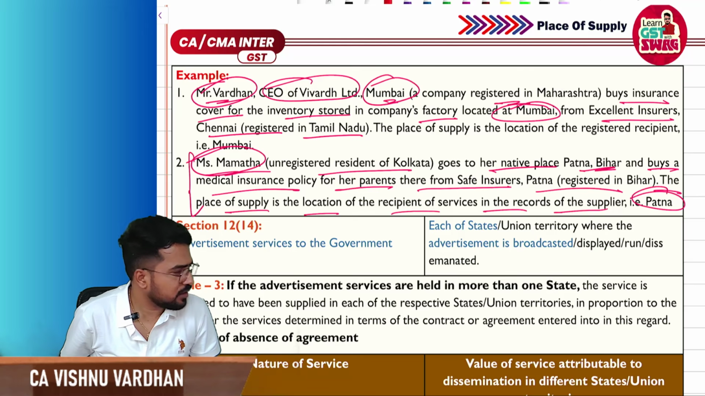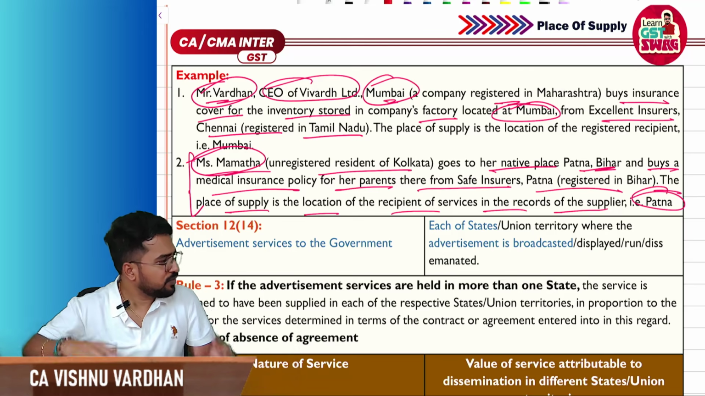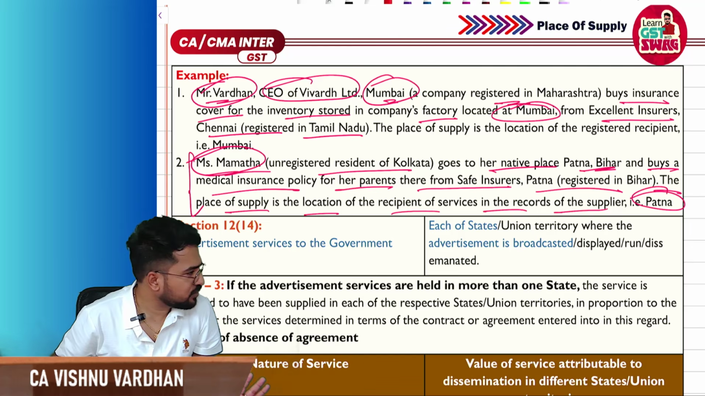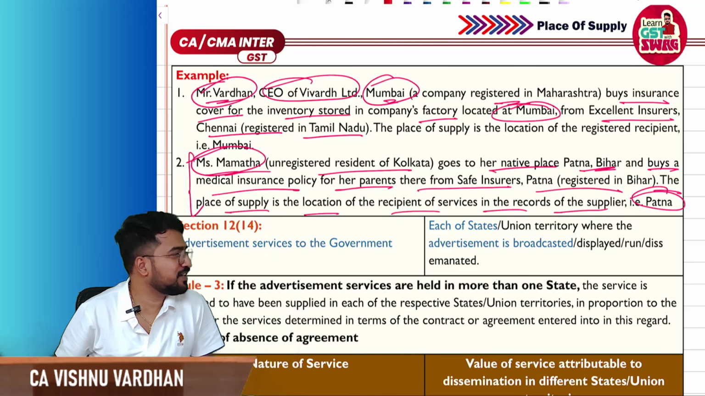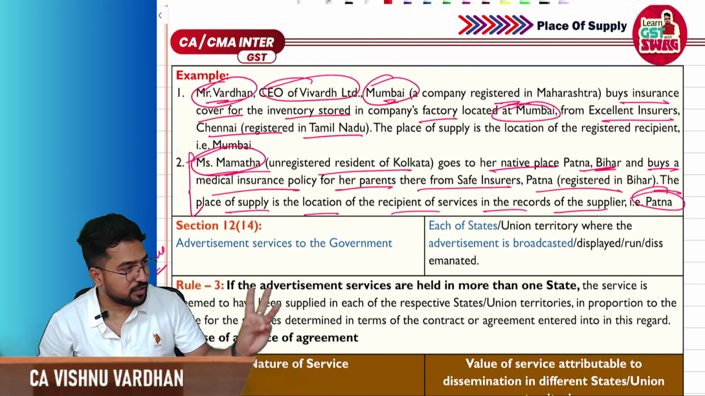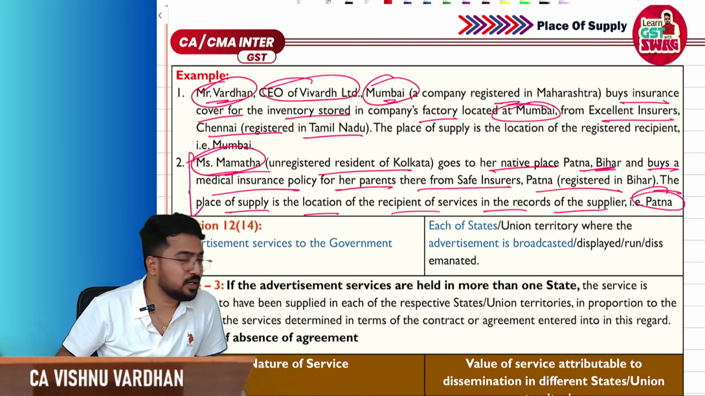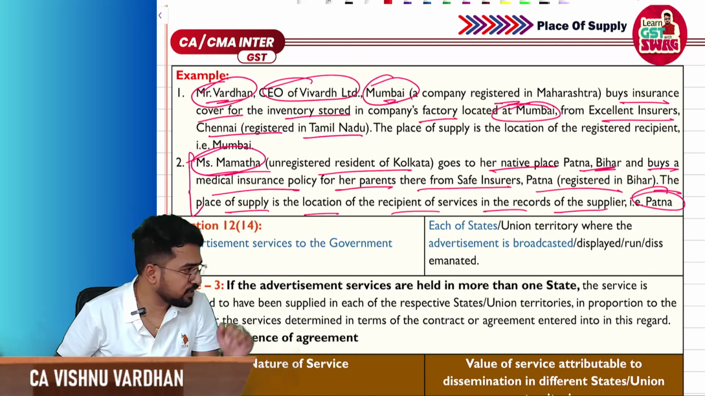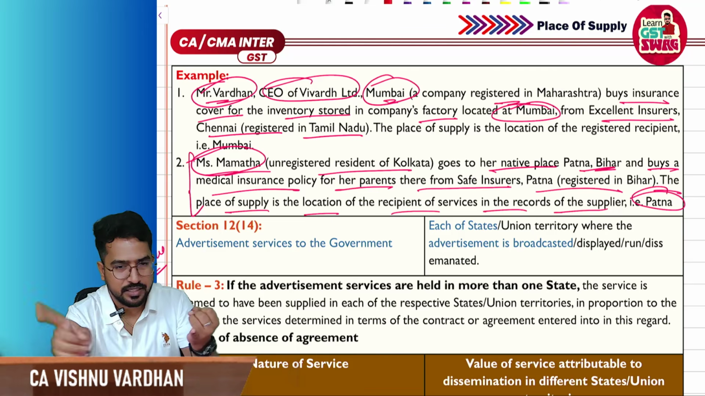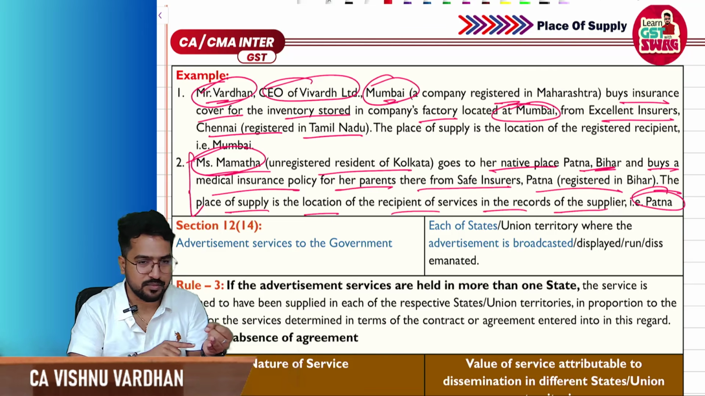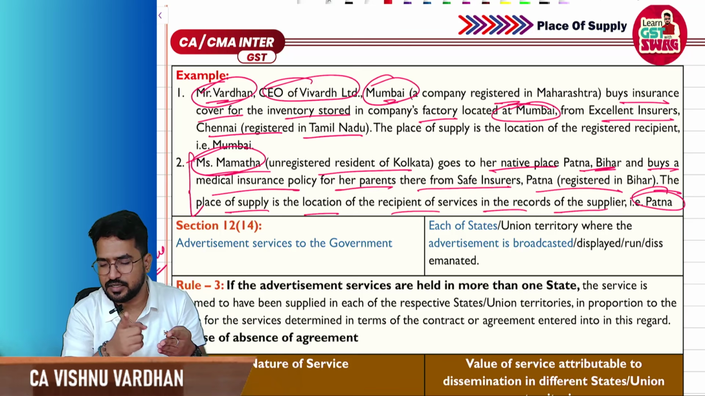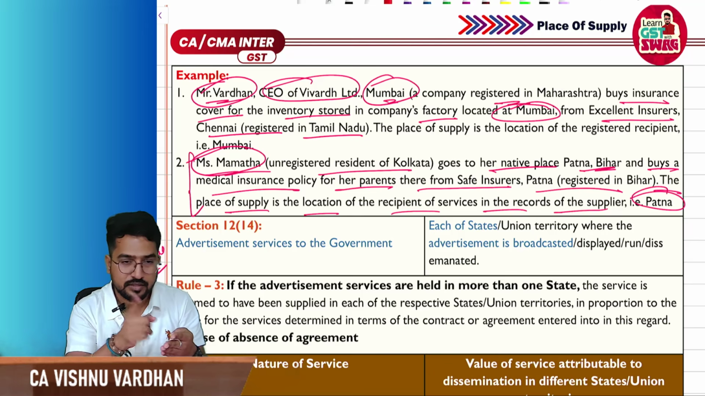12(6), event admission of an event. Wherever the event is happening, there you are taking the ticket. Correct? Wherever the event is happening, there is the place of supply. It doesn't matter whether you are registered or not. Like that, if you figure out now, see, 12(3) it doesn't matter. 12(4) it doesn't matter. 12(6) it doesn't matter. 12(8) it is needed, 9 needed, 10 doesn't matter.